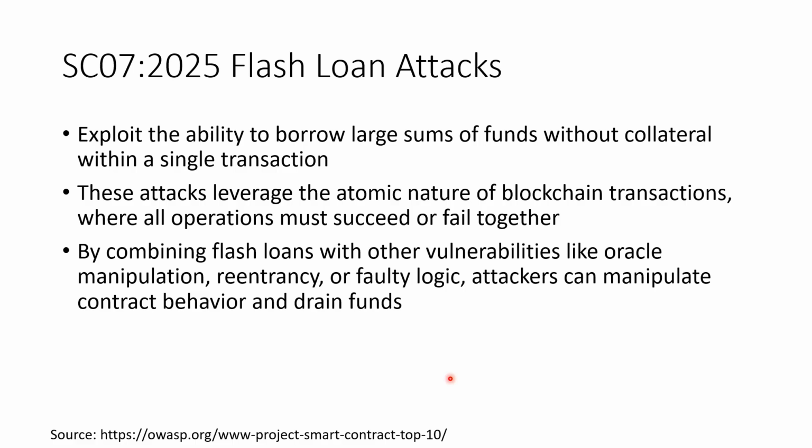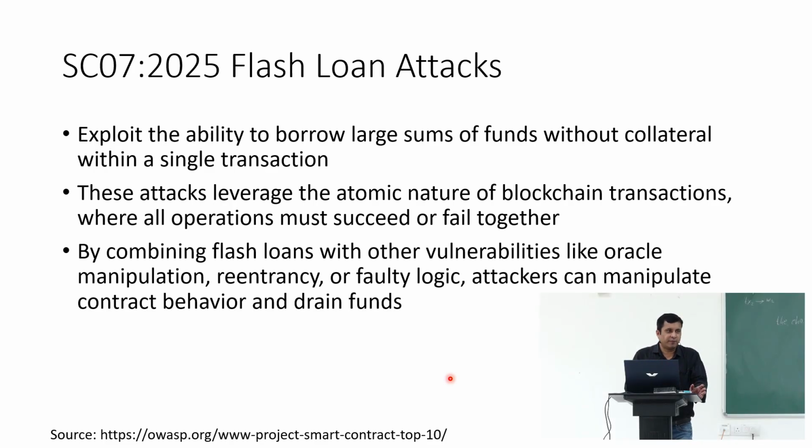Flash loan attacks. Whenever you have the atomic nature of a blockchain transaction, all the operations must succeed or they fail. So all your operations will be within that single transaction. It will borrow a large sum of funds without collateral within a single transaction. Here I can connect such transactions with the re-entrancy attack, because we have seen that through re-entrancy, an adversary can steal funds from the contract.